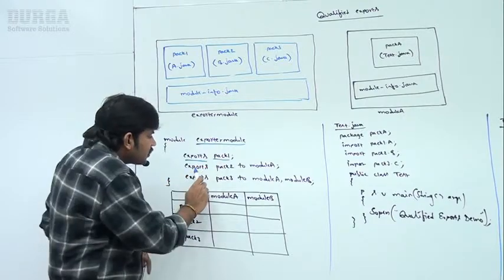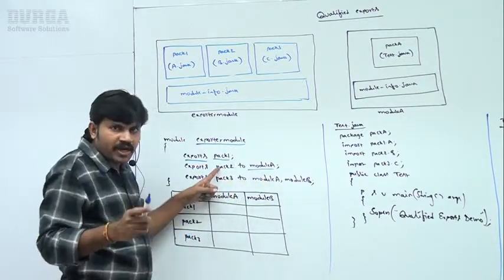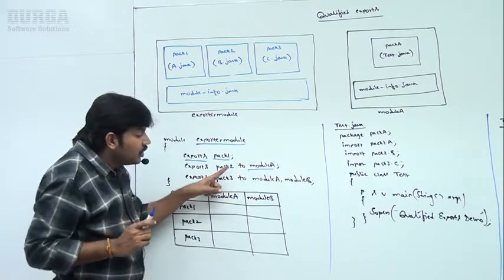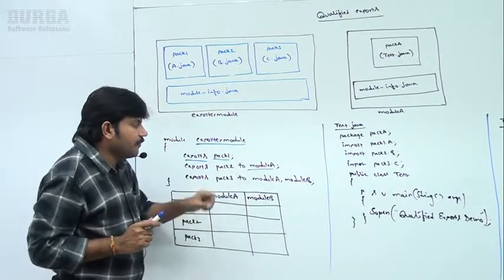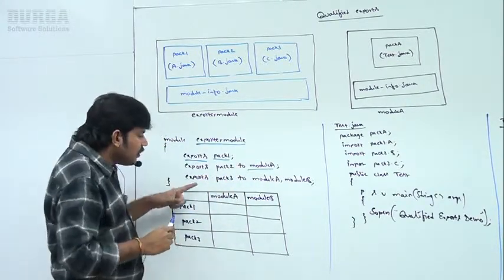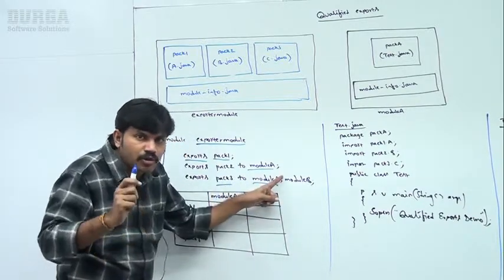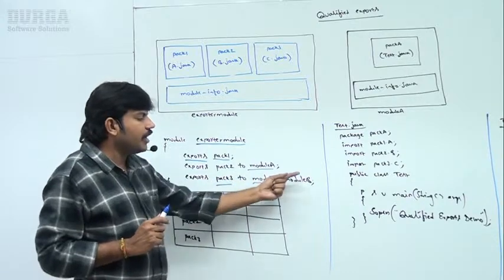Remember that. Next, exports pack 2 to module A. Observe that very carefully. So pack 2 is available only for module A. Similarly, exports pack 3 to module A, module B. So now pack 3 is available for module A and module B.